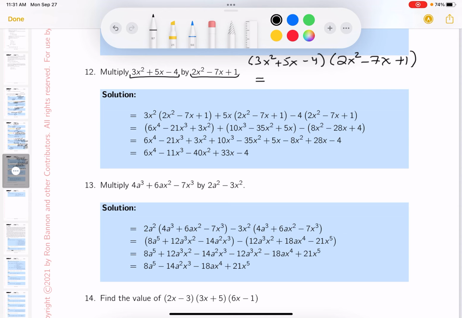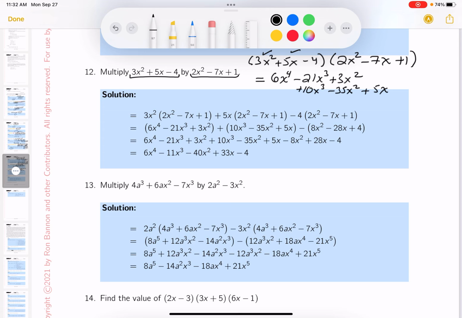I'm going to distribute the 3x squared across the three terms, 2x squared minus 7x plus 1, one at a time. So what do you get? 6x to the fourth, minus 21x cubed, plus 3x squared. This is done. Now we're going to do 5x. 5x times 2x squared is 10x cubed. I'm lining things up. And then you get minus 35x squared, and then plus 5x.